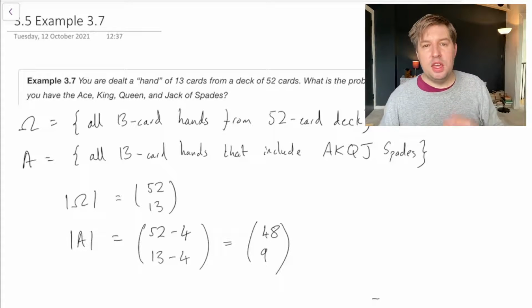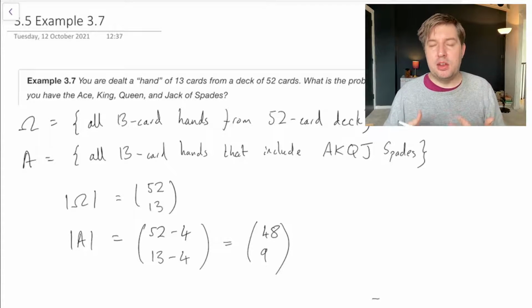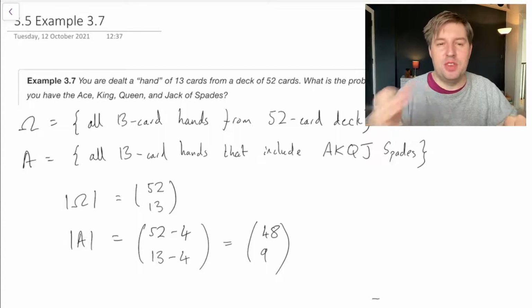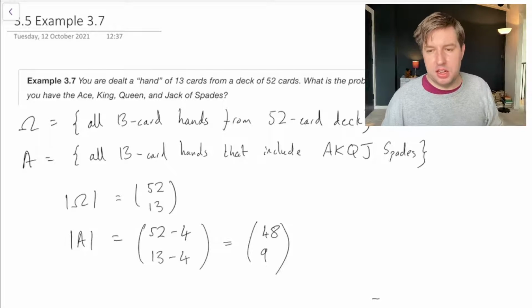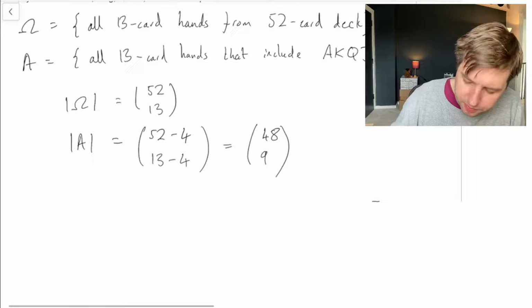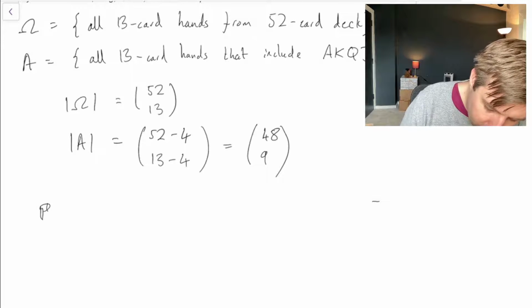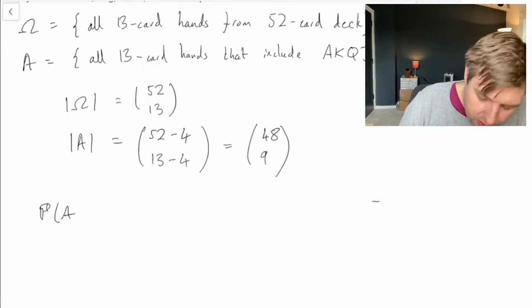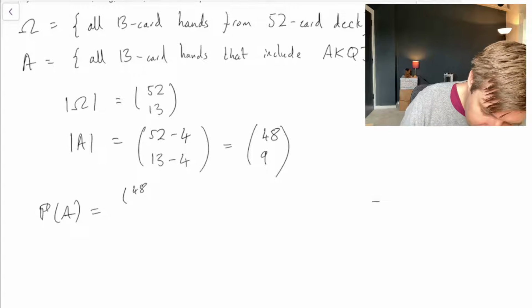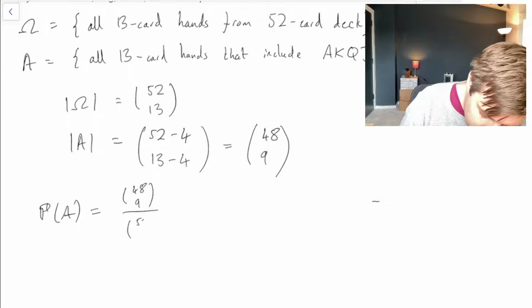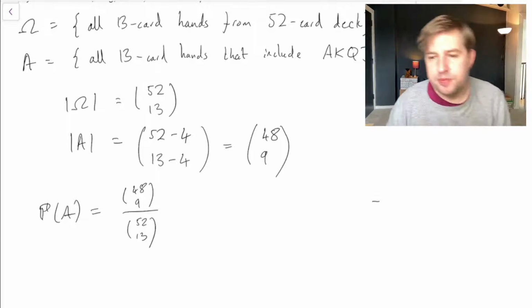So the number of hands that include the ace, king, queen, jack of spades is, once you've got those, how many ways can you fill up the rest of your hand. And you can fill up the rest of your hand in 48 choose 9 different ways. So the probability of A is the number of elements in A, 48 choose 9, over the number of elements in omega, 52 choose 13.